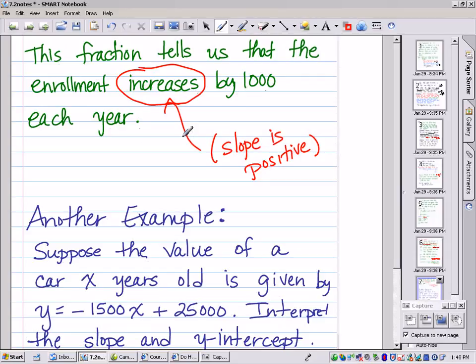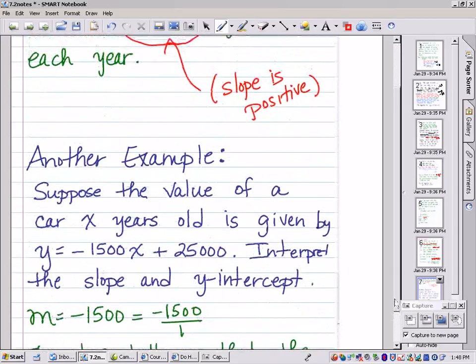If the slope is positive, there's an increase in the y value. If the slope is negative, there would be a decrease in the y value. And that's the example that I have to show you here. Suppose the value of a car x years old is given by y is equal to negative 1,500x plus 25,000. And you want to interpret the slope and the y-intercept.